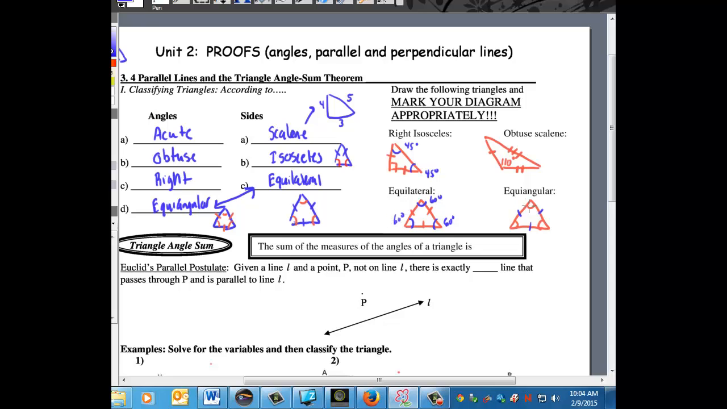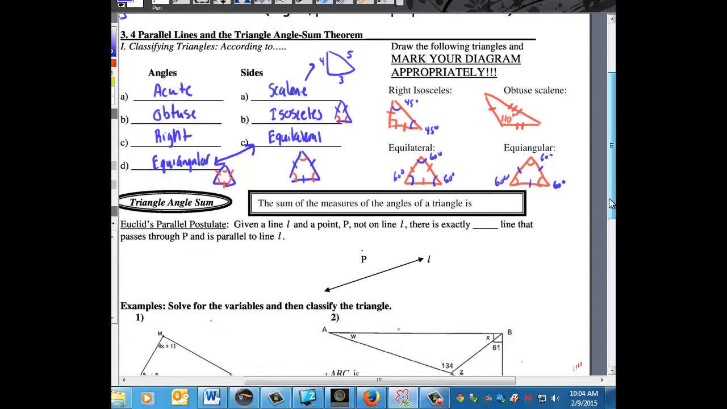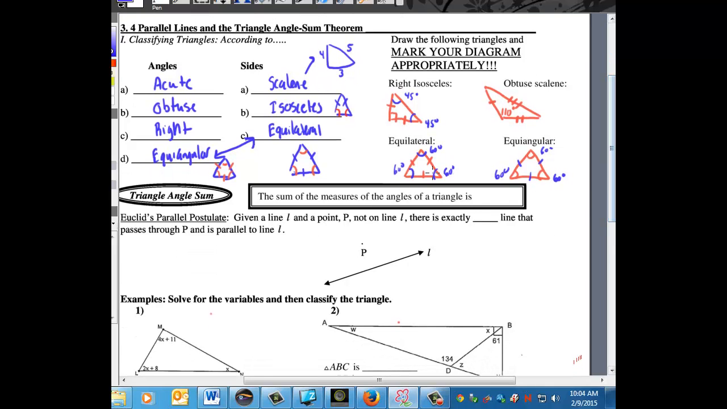And the reason why we know that leads into our next theorem, which is called our triangle sum theorem, which says the sum of the measures of the angles of a triangle is 180 degrees.